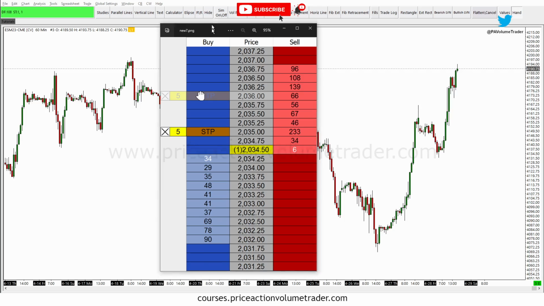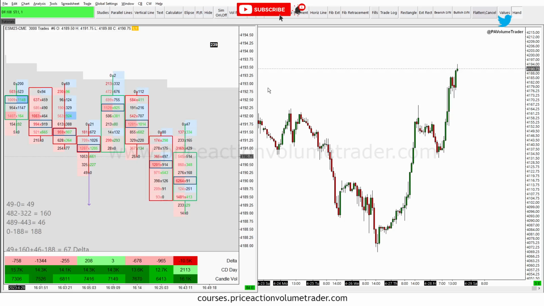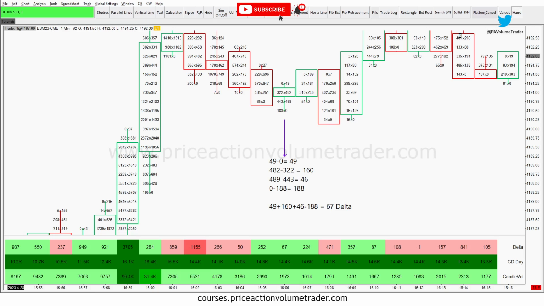Okay, so let's move this out of the way and go into a footprint chart quickly, where we can go over an example of this. This is a 1 minute chart, and right here we're going to talk about this candlestick in specific that we have in the middle. You can see that we have a positive delta of 67 contracts in this whole candle.